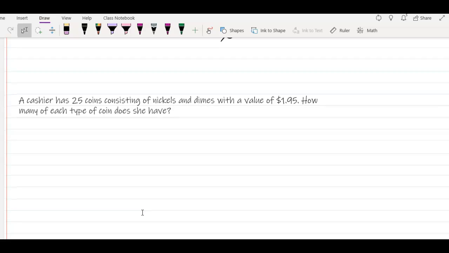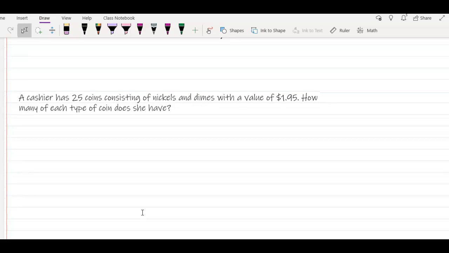Let's actually take this concept that we're learning on solving systems and take a real-world example and use what we know with matrices to solve this. A cashier has 25 coins consisting of nickels and dimes with a value of $1.95. How many of each type of coin does she have?